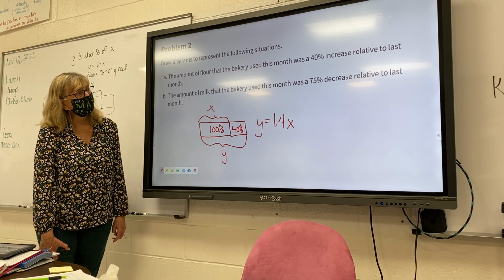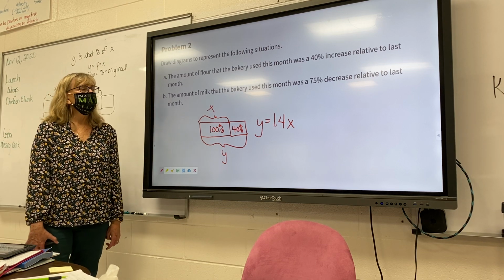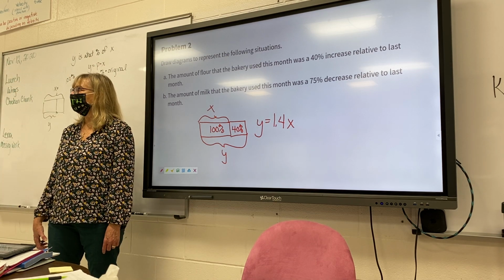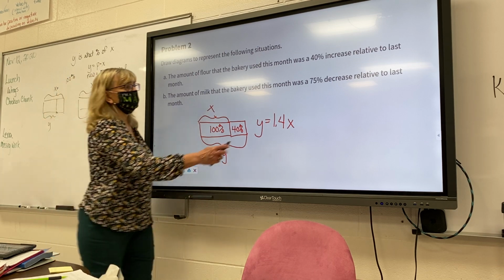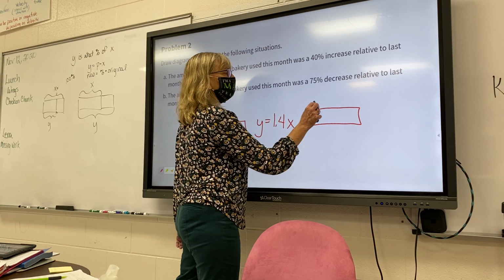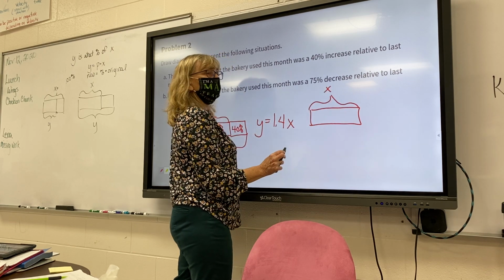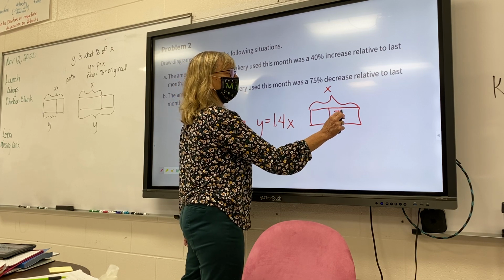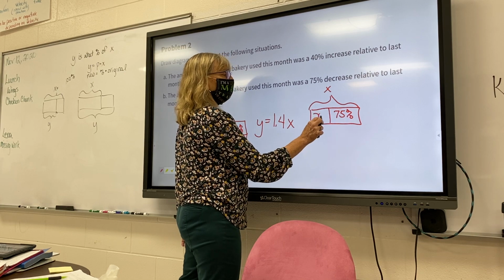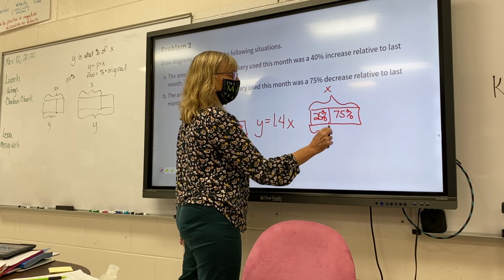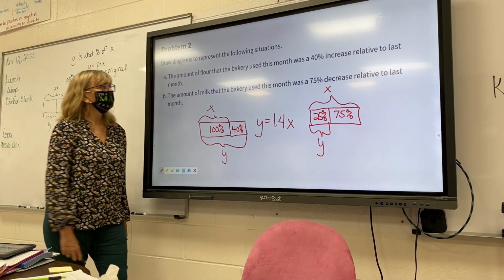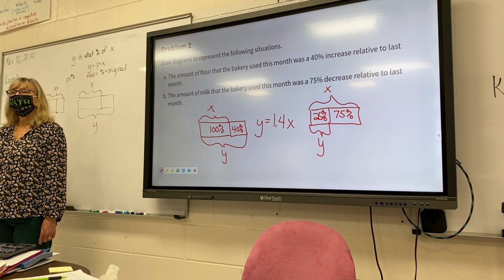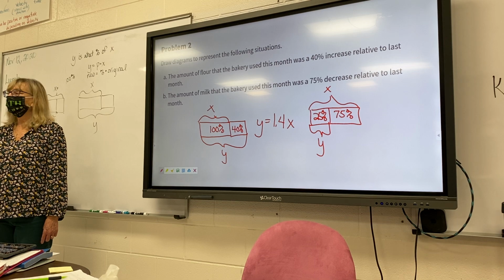The amount of milk that the bakery used this month was a 75% decrease relative to last month. Is that going to be a percent of increase or a percent of decrease? Decrease. Okay, so here's X. X is always 100%, and we're doing a decrease, so we're going to take off a piece, and that decrease was 75%. So Y is now 25%. Does that make sense?